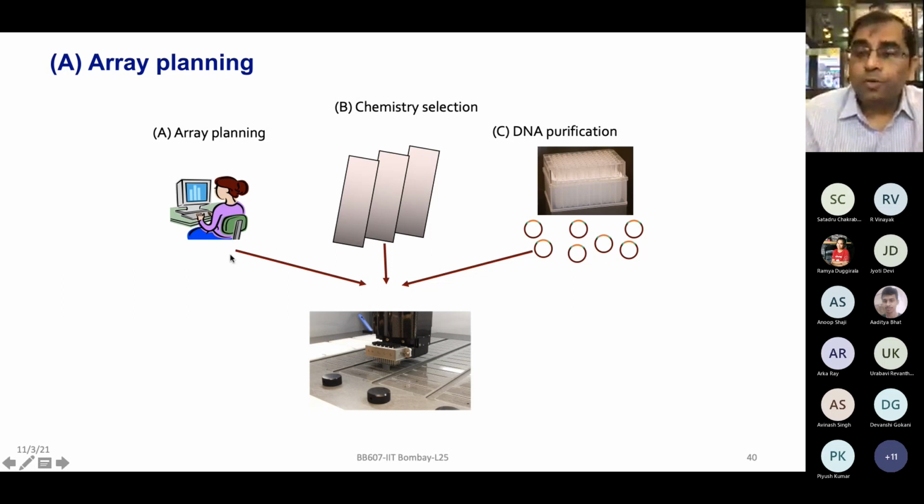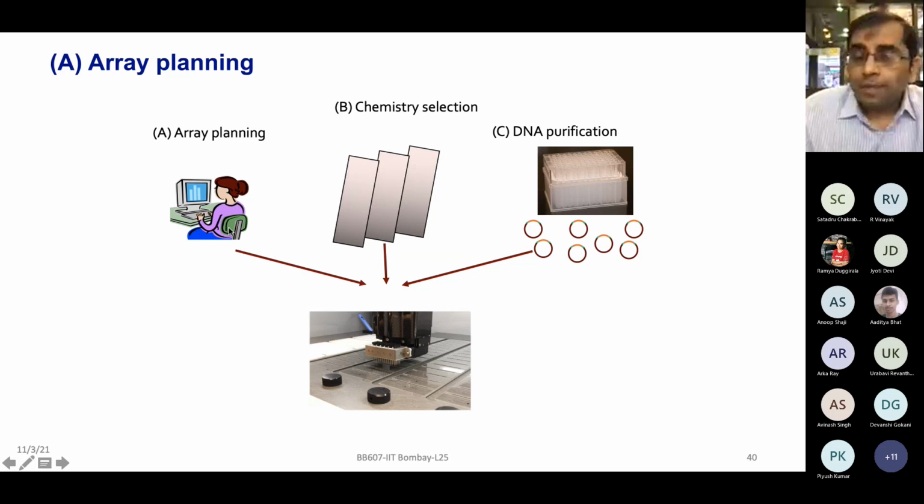You are looking at autoimmune disease, you are looking at cancer, you are looking at COVID. Depending on what you are looking at, your array layout will change. The kind of gene which you would like to select for doing this experiment will be based on your experimental design objectives. It will be different for different people. Array planning is very important.